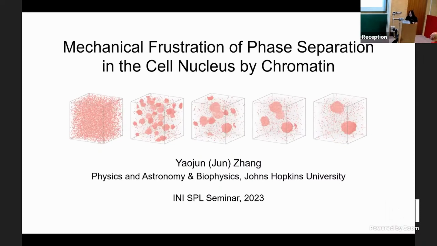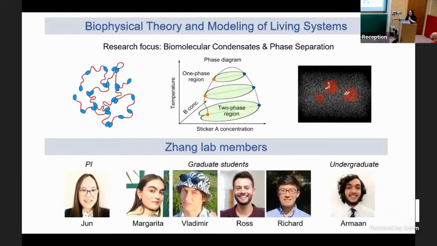Since I am relatively new, let me briefly introduce myself and my lab. I started at Johns Hopkins about 2 years ago, and I am jointly appointed in the physics and biophysics departments there. I am a second-year PI, and I have 4 second-year graduate students and 1 second-year undergraduate student. So everyone is second year.